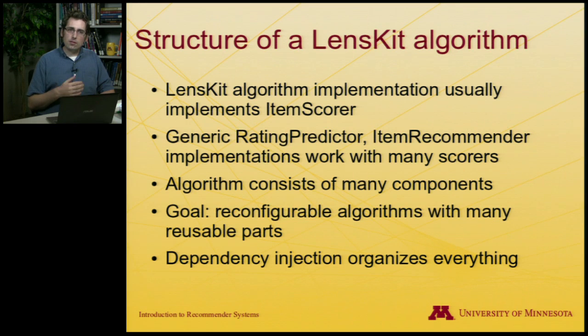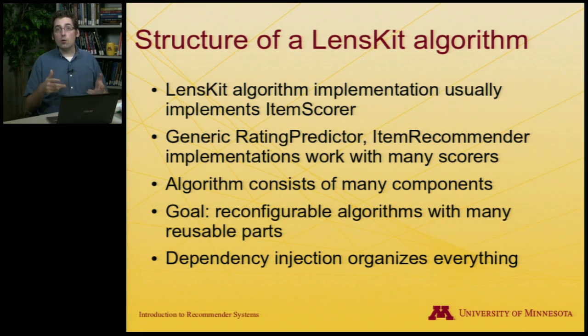But there's this thing you have to do of configuring the algorithm you want to use. And to understand how that works, we first need to talk about the structure of a LensKit algorithm. Any given LensKit algorithm implementation usually implements the ItemScorer interface. We provide default generic implementations of rating predictor, which just takes an ItemScorer and makes sure the scores are within the range of valid ratings, and an ItemRecommender that just returns the top n items by score. So many recommenders just need to provide an ItemScorer to do the interesting work.